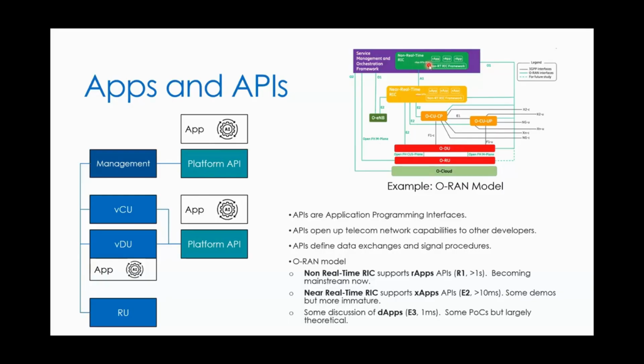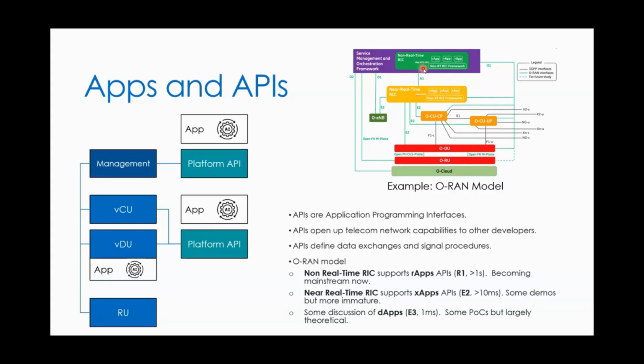And it provides an interface to what are called R apps. And R apps are generally looking at timelines that are greater than a second, so it's more of a slow loop. Then closer to the gNodeB is the near real-time RIC, and it's operating on timescales of greater than 10 milliseconds or so. And O-RAN defines different interfaces to support that.